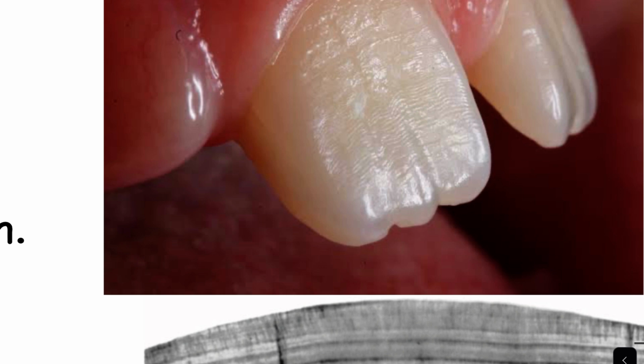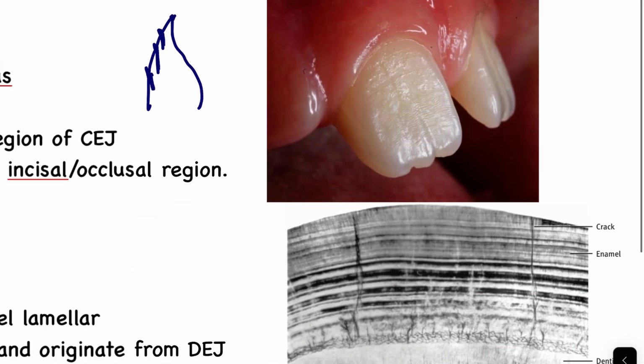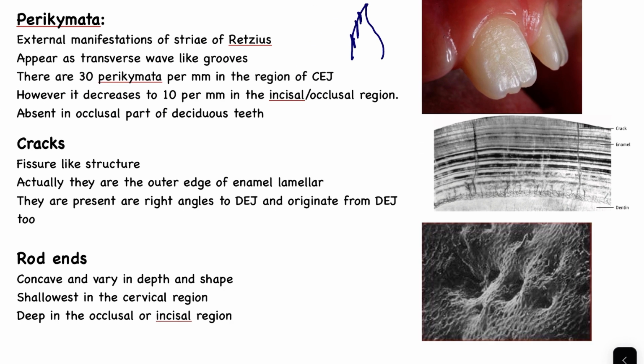You might be able to see these transverse, groove-like structures, these wave-like structures. So this is called perikymata. It is just how the striae of Retzius represent itself on the outer surface of enamel. There are 30 perikymata per millimeter in the region of the cemento-enamel junction.